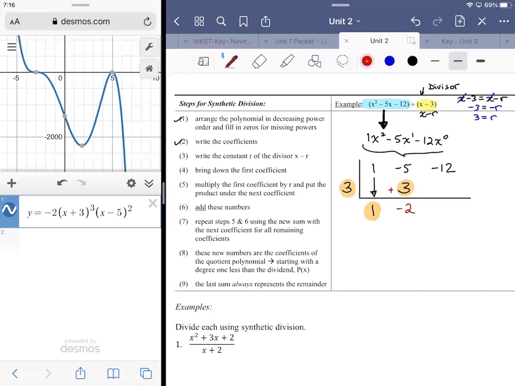So you will then take that number, multiply it by the number on the outside, and put that result here. We'll make result the word of the day. Result. So -2 times 3 will give you a -6. Then you're going to add down that column. You're always adding down the columns. -12 plus -6 gives a result of -18.